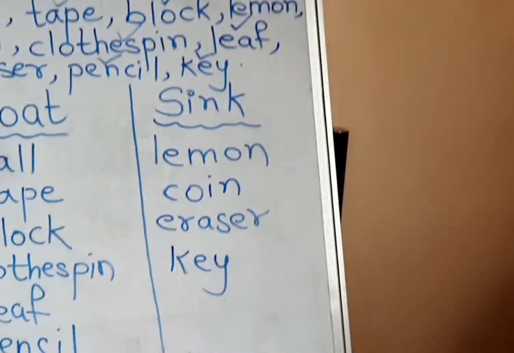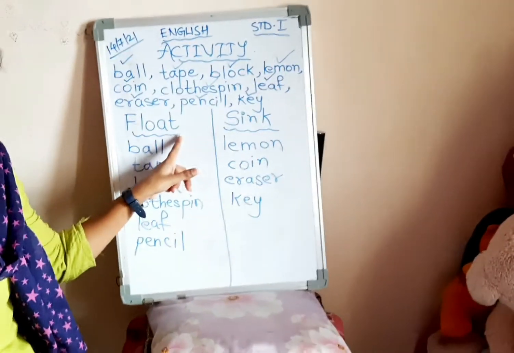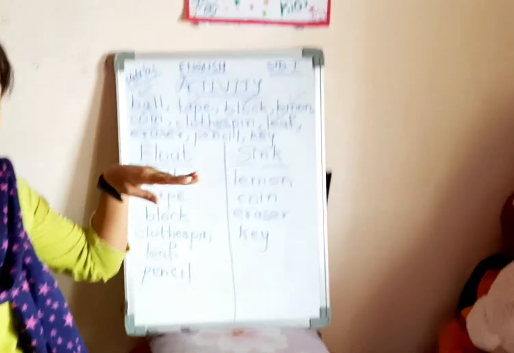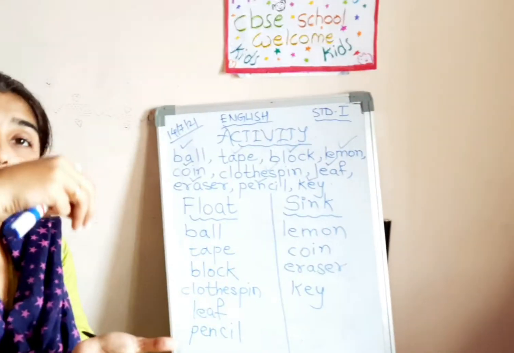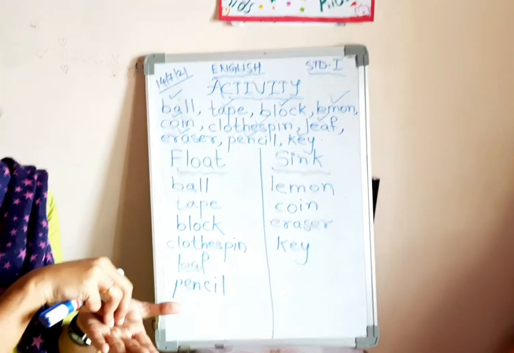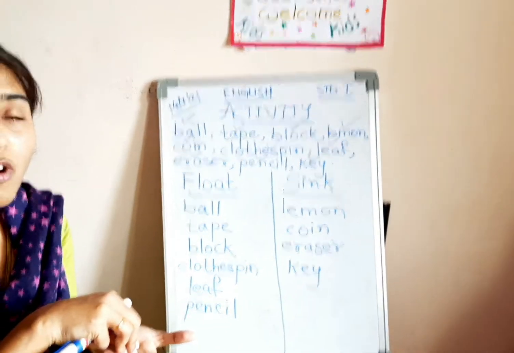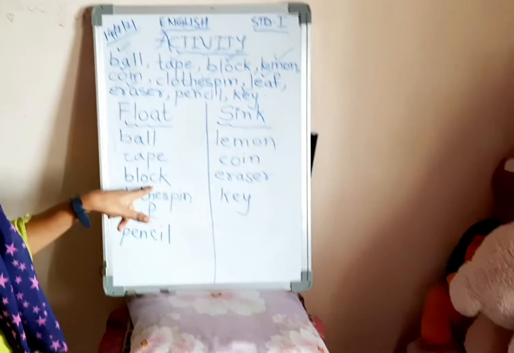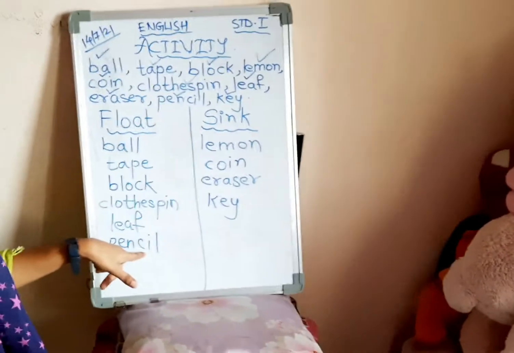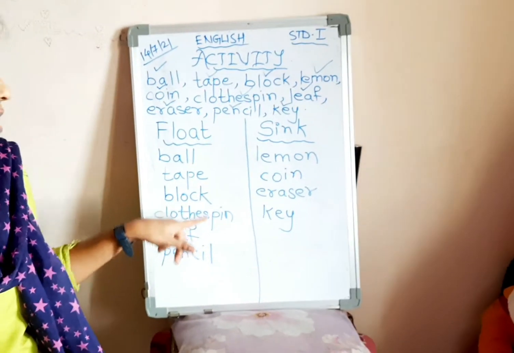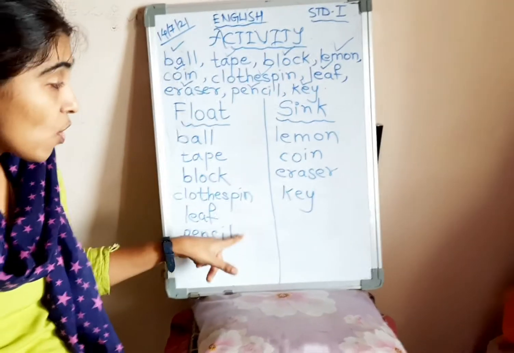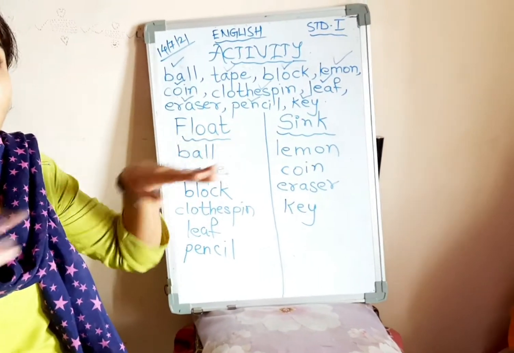So here, guys, we can see the table or the columns of float and sink. Float means the objects that float remain on the surface of the water, and sink means the objects that go down to the bottom of the water of any container or any water body. So here we can see a ball, a tape, a block, a clothespin, a leaf and a pencil. As we saw in the activity, these objects float on the surface of the water.